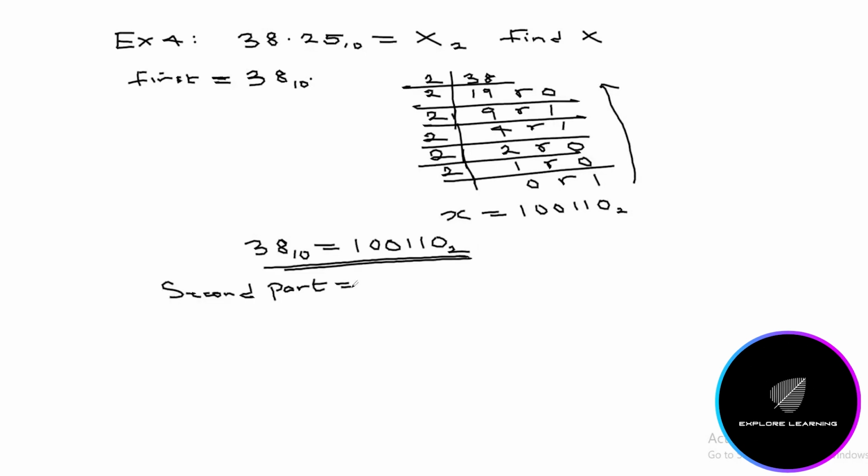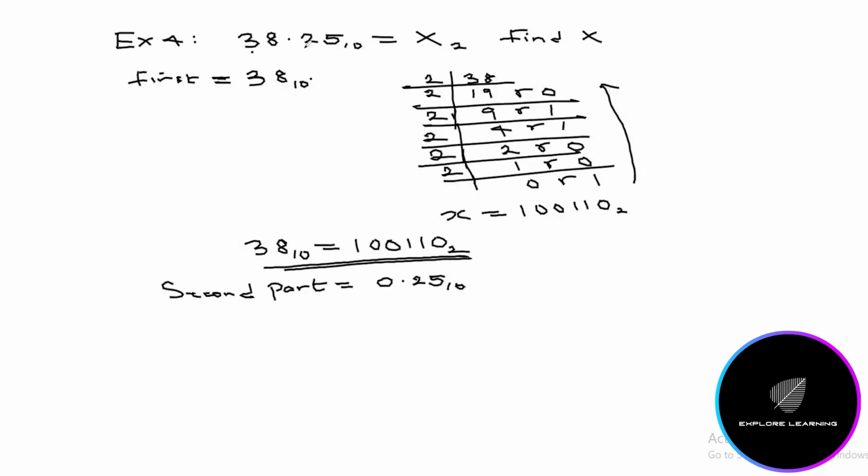The second part is the part after the decimal point. So it means we're going to have 0.25 base 10. That's what we're going to get. So this part is broken such that when you add both parts, which is 38 base 10 and 0.25 base 10, it's going to result in 38.25. So this is the easiest method for you to do this. So you can quickly do this when you have a similar question like this.